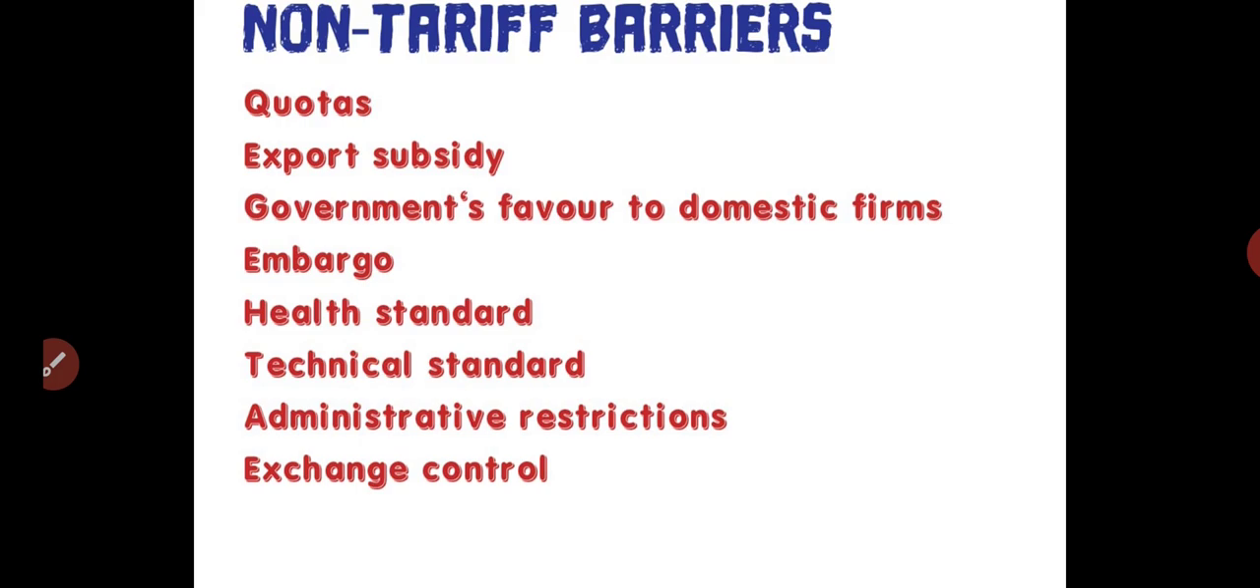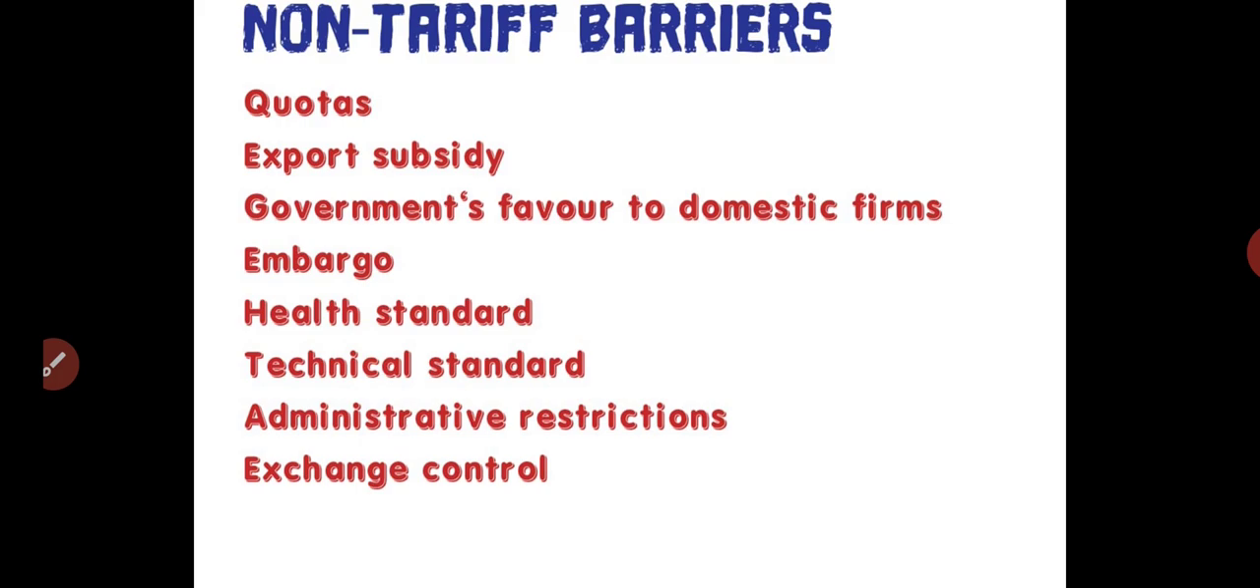Another one is export subsidy. Export subsidy is the subsidy given by the national government or the state government to the domestic firms producing the commodities. Those commodities could be import substitutes. Another one is government's favor to domestic firms. Government may show some favor to some companies in the domestic economy. So government may provide some benefits or concessions other than subsidy.